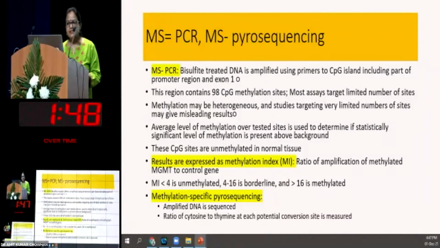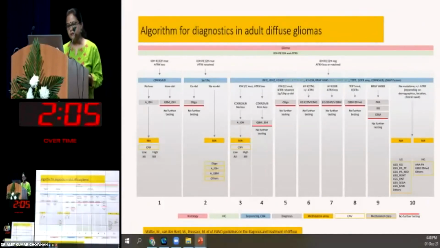Methylation specific PCR and pyrosequencing, I have already explained. Basically, the results of these are expressed as a methylation index. When this index is less than 4, it means there is unmethylated DNA, 4 to 16 borderline, and more than 16 is methylated. Now, although there are so many assays, not all of them need to be done.